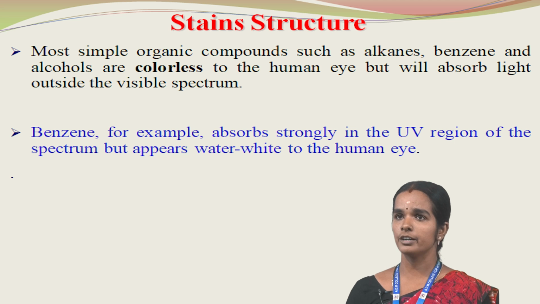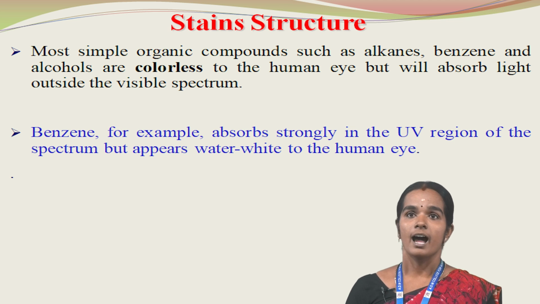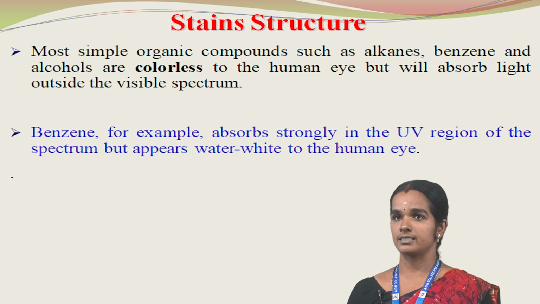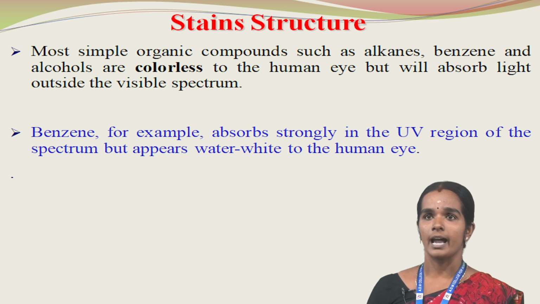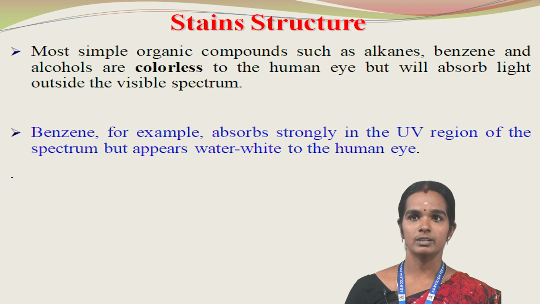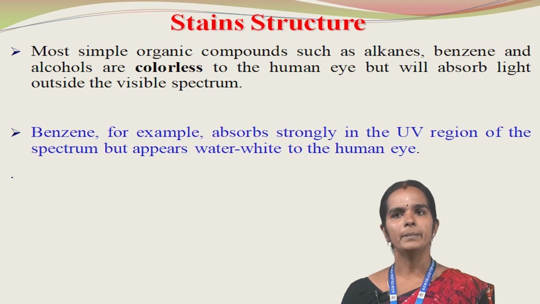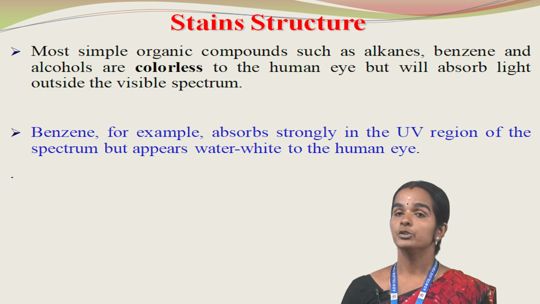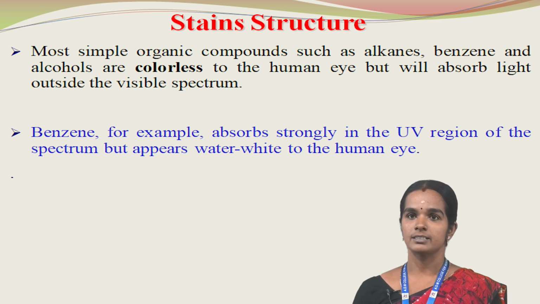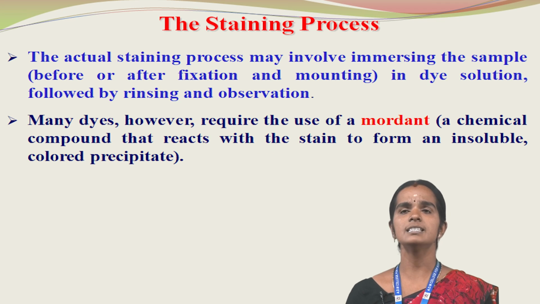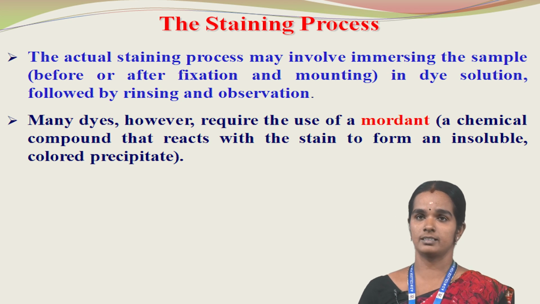Most simple organic compounds such as alkanes, benzenes and alcohols are colorless to the human eye but will absorb light outside the visual spectrum. Benzene, for example, absorbs strongly in the UV region of the spectrum but appears water white to the human eye. This is the staining process.